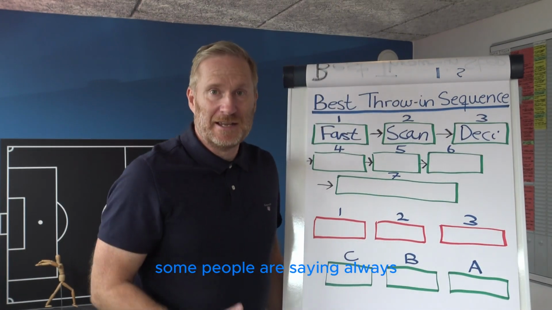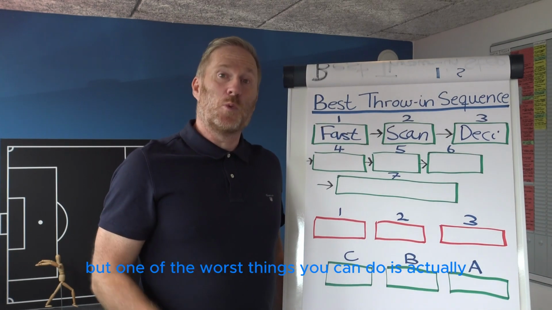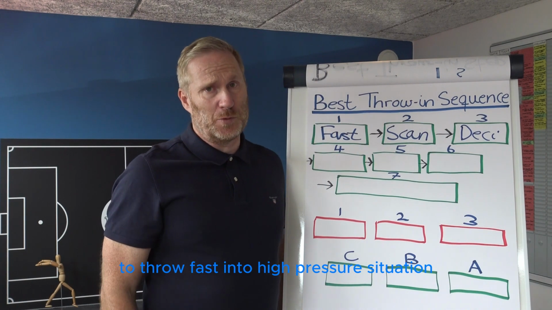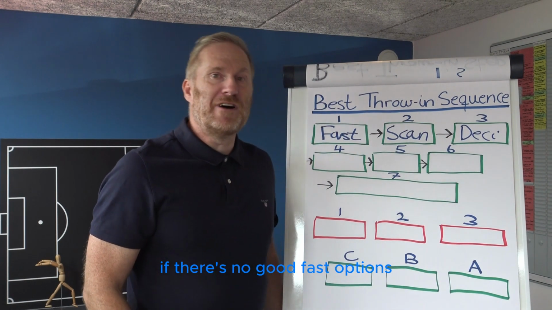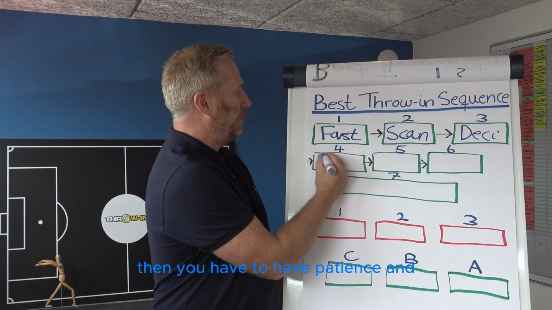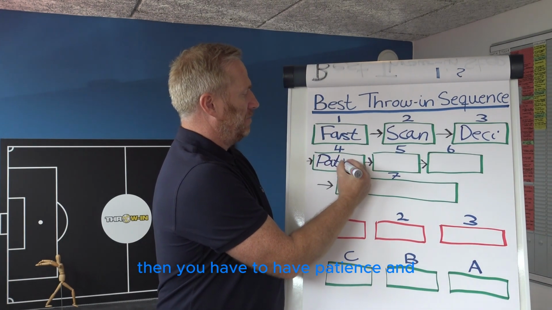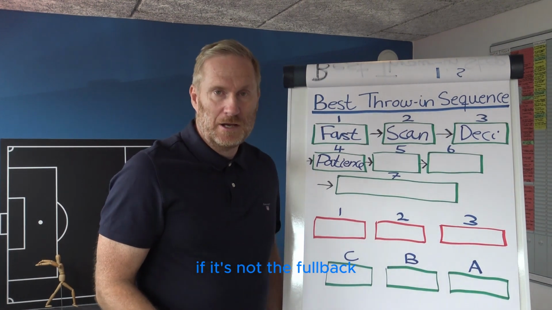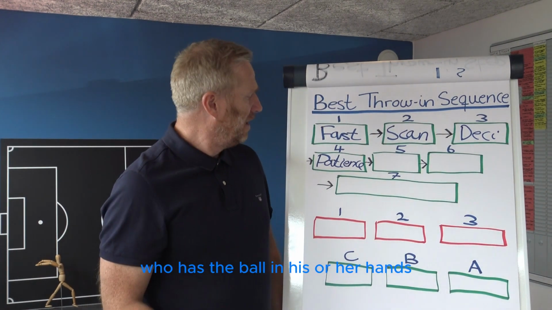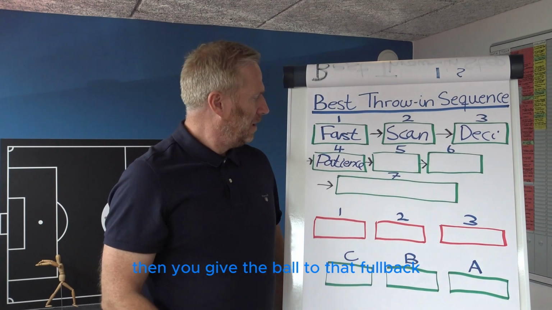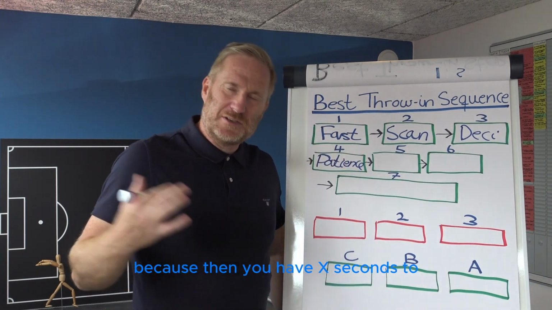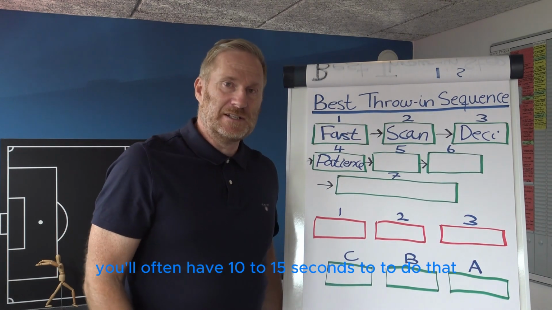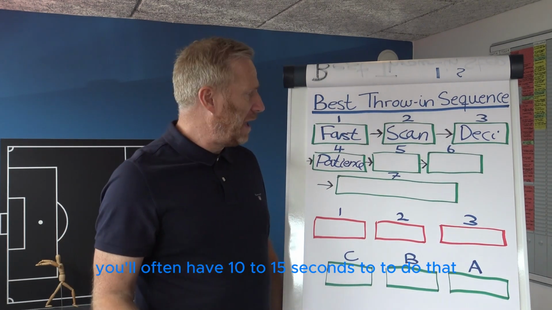What is a good fast decision? Some people are saying, oh, it's always good to throw fast, but one of the worst things you can do is actually to throw fast into a high pressure situation. If there's no good fast options, then you have to have patience. And by that, first of all, if it's not the fullback who has the ball in his or her hands, then you give the ball to that fullback. Then you have to have patience, because then you have X seconds to throw the ball. You'll often have 10 to 15 seconds to do that.